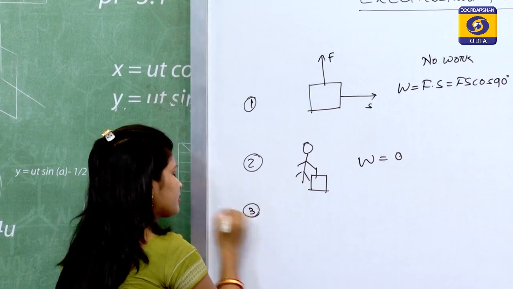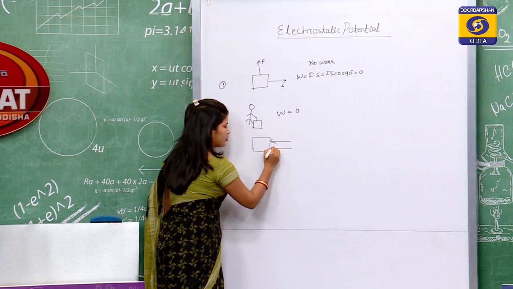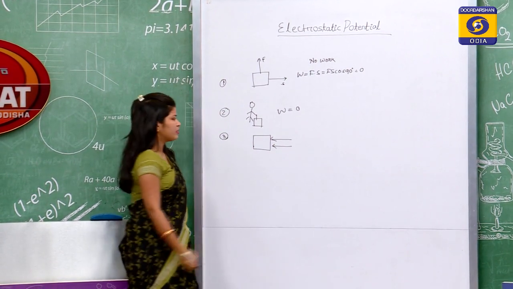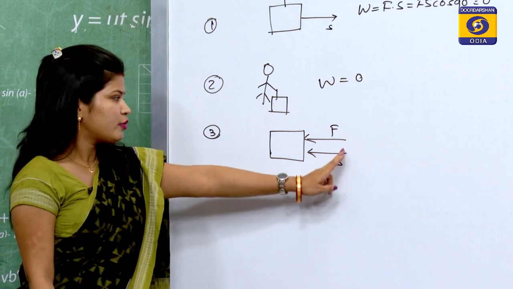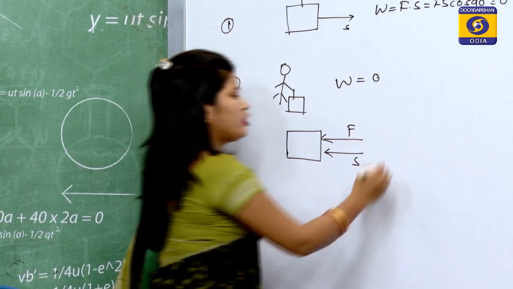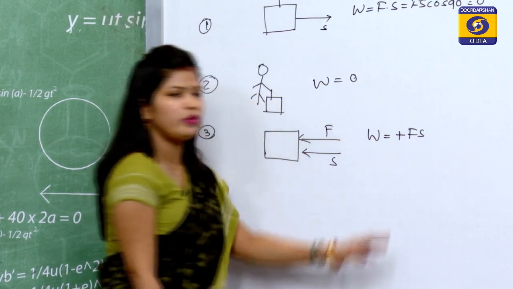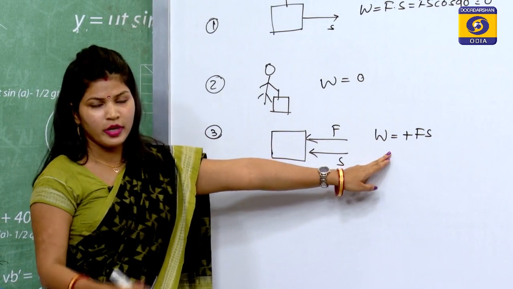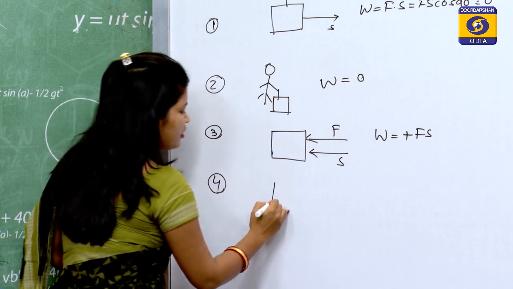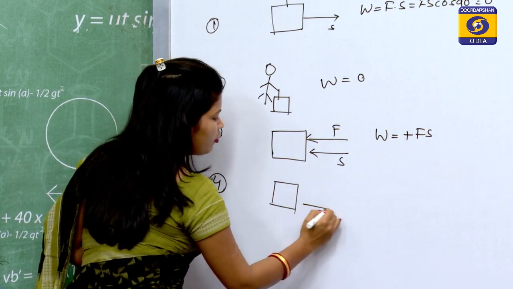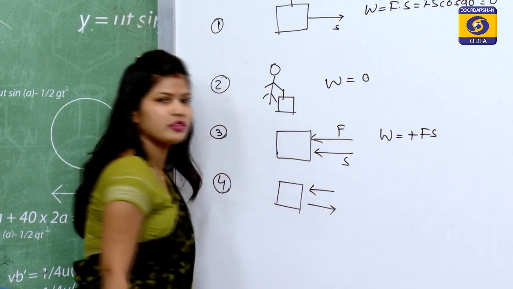In the third case, you are pushing a box while moving. So, your force and displacement are in the same direction, and the angle between them is 0. So, W is equal to plus Fs. That means you are doing positive work. So, energy is increased.